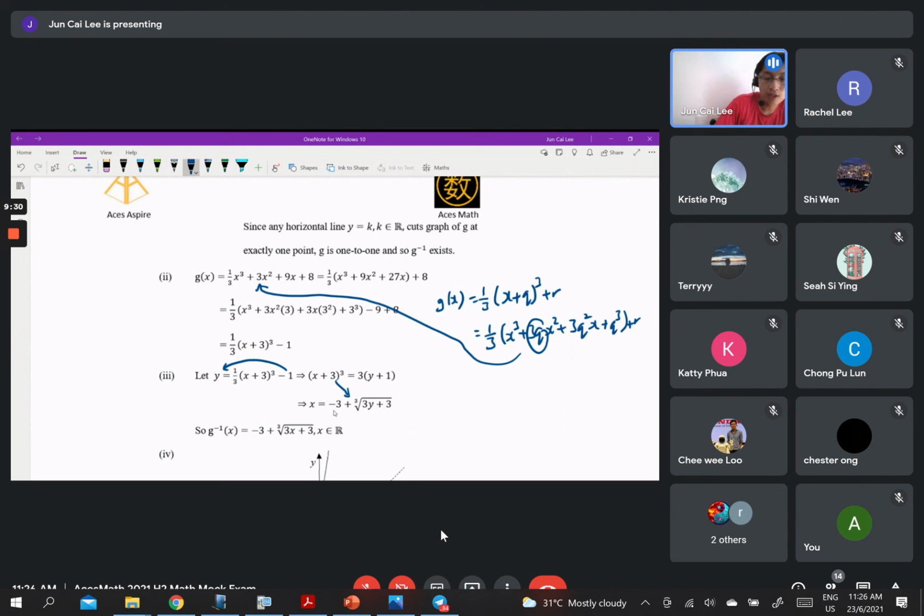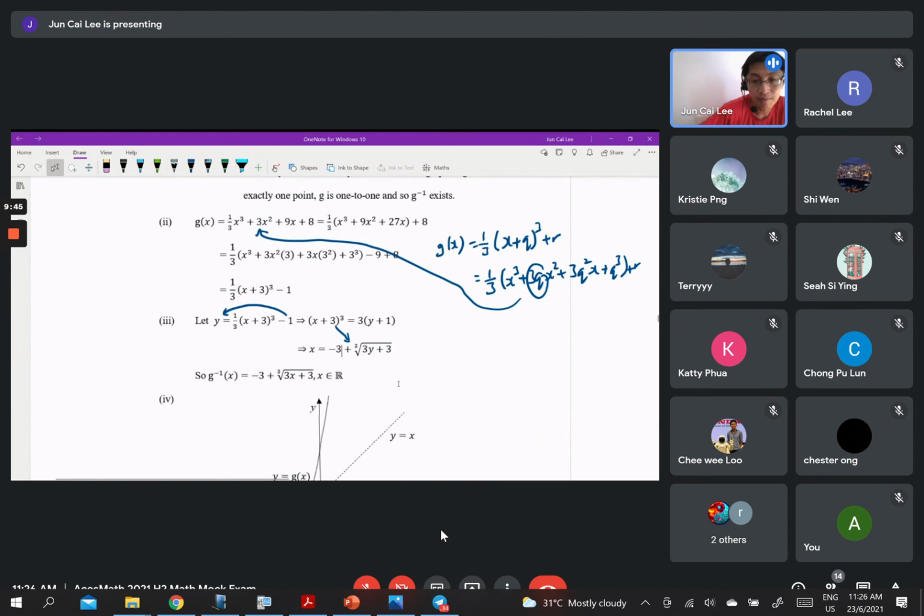If it's a square root, then of course you need to do plus minus, the usual way, and then check the domain to see whether you need to reject anything or not. Here no need, it's just a straight plus. So once you make x the subject, you can find your G inverse, and that's your answer from there. The domain of G inverse, of course, is the range of G, and that's how we get to this.